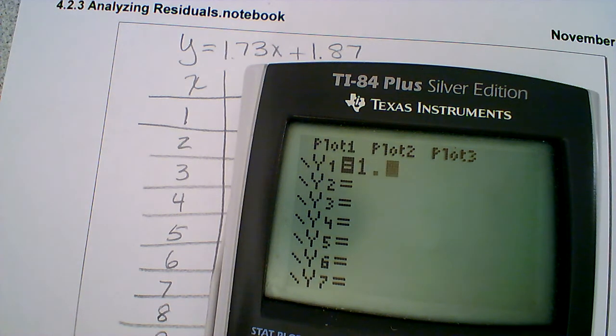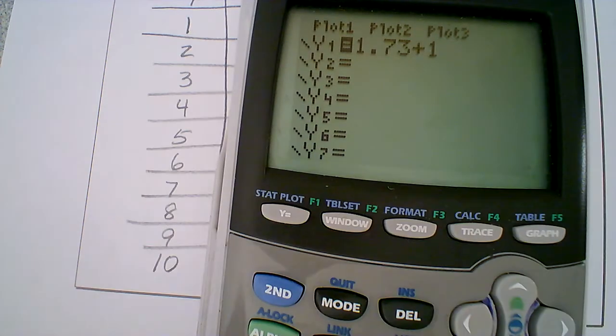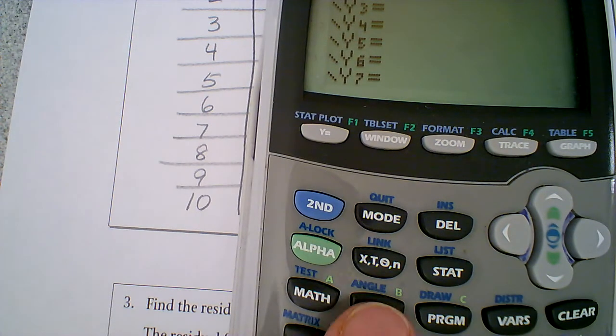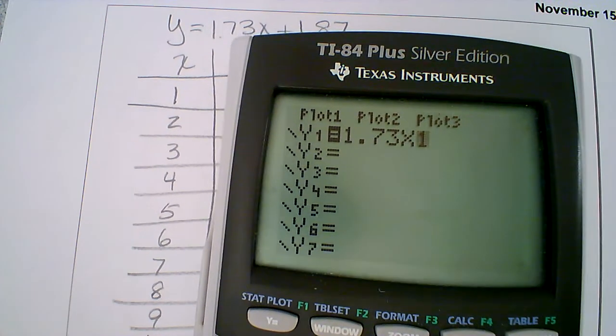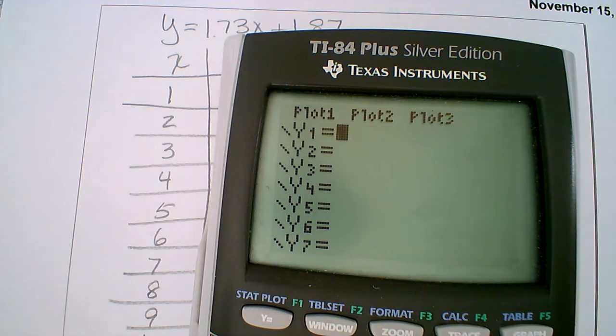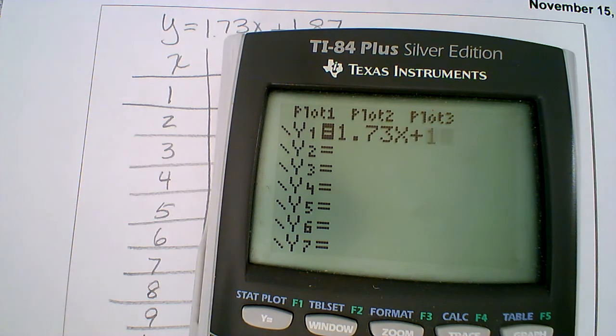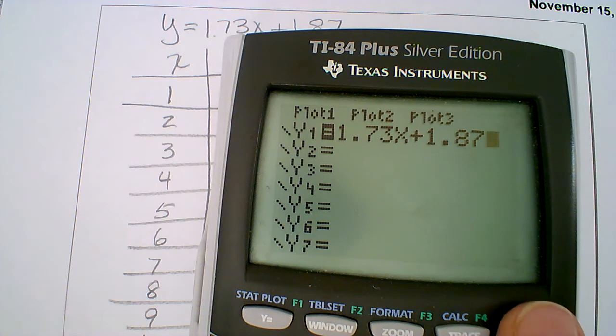So 1.73 plus 1, oops, forgot to put the x in there. Don't forget the x is up here, x, t, theta, and then the n. So we're going to click that. I'm going to start over. 1.73x plus 1.87. Now, we could graph it, but we know it's a line.